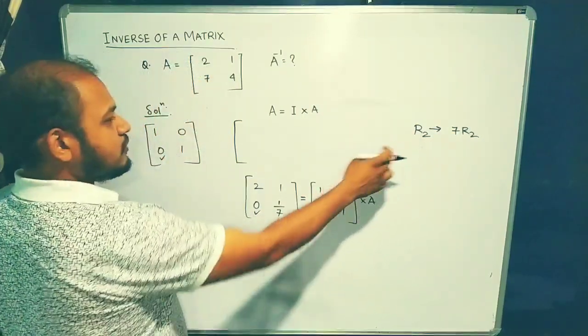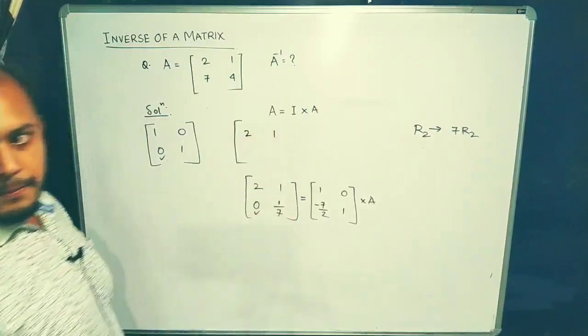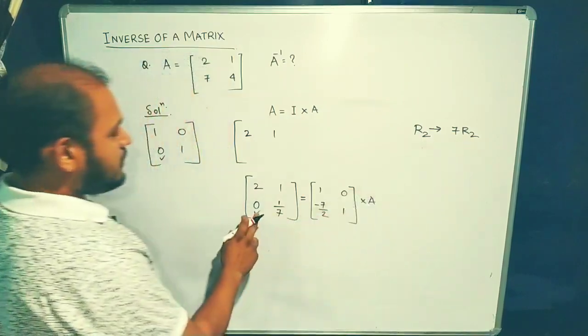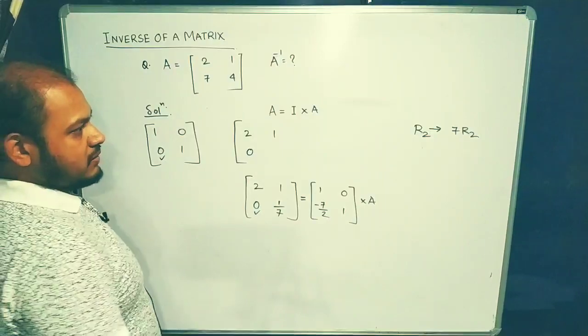R1 remains the same because we are changing only R2. The first row we should write as it is, 2 1, and look at the second row. Second row gets multiplied by 2. So 0 multiplied by 2 is equal to 0, and 1 by 2 multiplied by 2 is equal to 1.